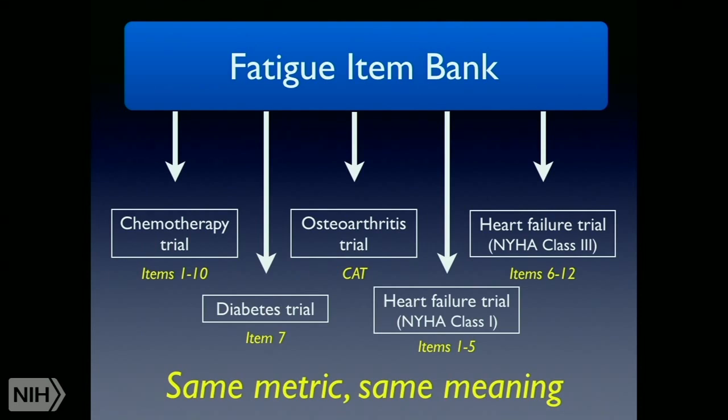And what's great is because all of the items being pulled for all these different studies were from the item bank, they all have the same metric, the same meaning. The scores are comparable across all those different studies, right? If you can imagine how that might help facilitate things like meta-analyses and the like.